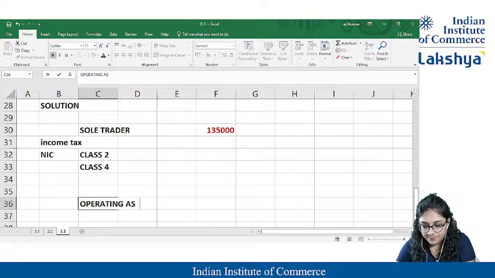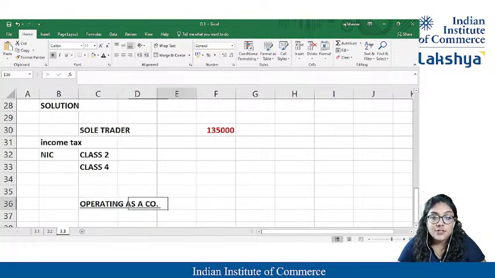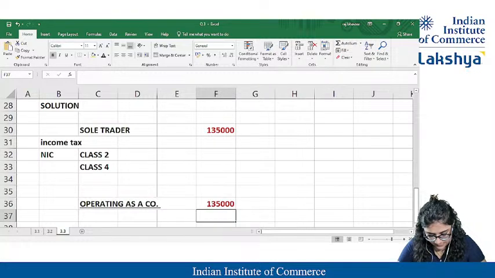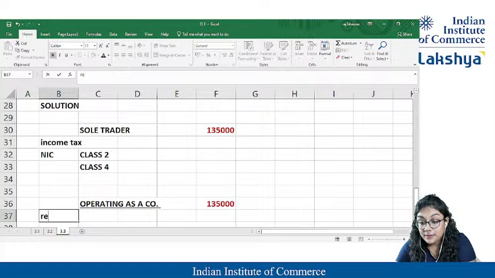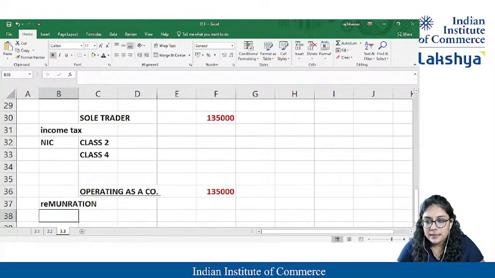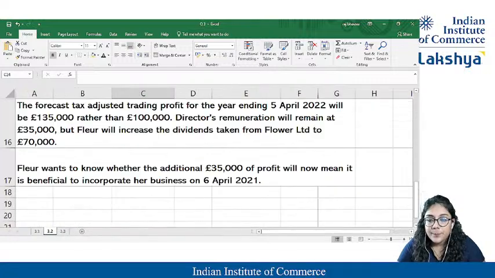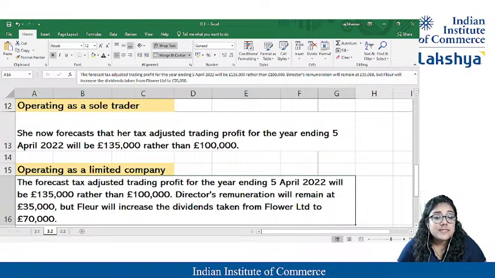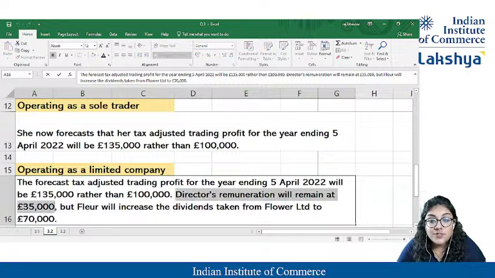If she is operating as a company, then what are the expenses that she has to pay? Again, she is expecting that she has to get that 135. Then we have to book a provision for remuneration for the director. We'll read the question again. The forecast suggested now that she will be getting 135 only. Director's remuneration will not be changed, will be 35 only.